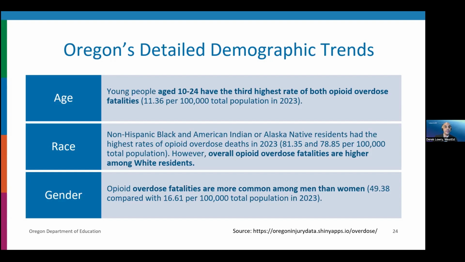And data reveals, as you can see in box 2, that while white residents hold the highest absolute counts of overdose deaths in the state, the rate of fatal overdoses is more pronounced amongst American Indian and Alaska Native and African American communities within Oregon. And that's when we look at its impacts with absolute counts versus rates.